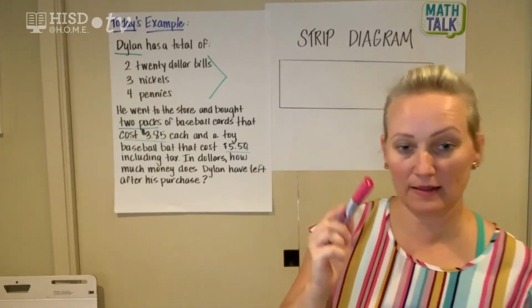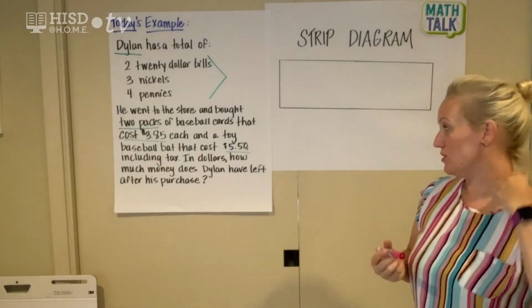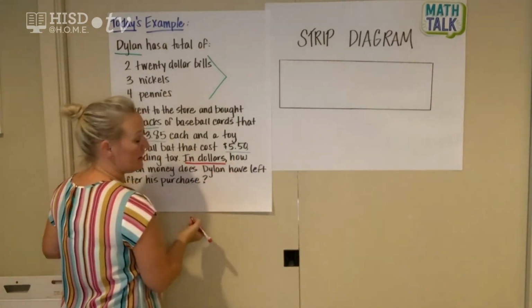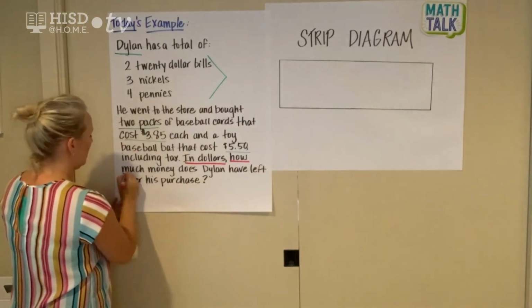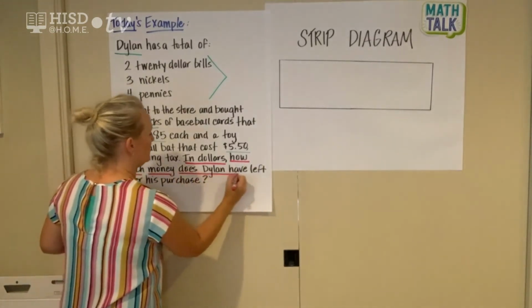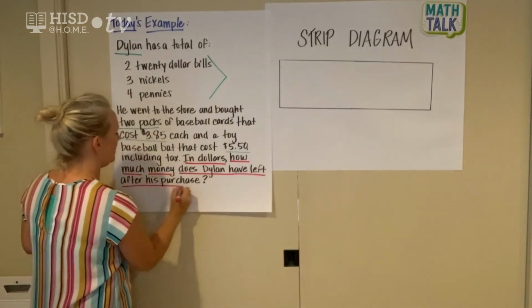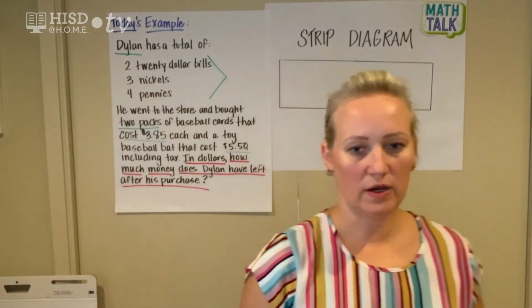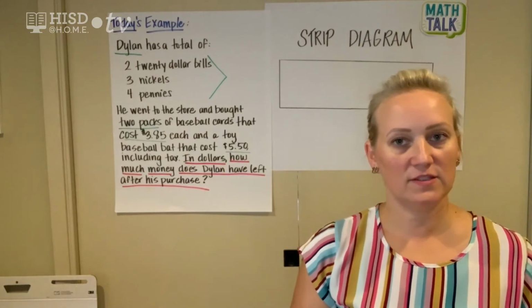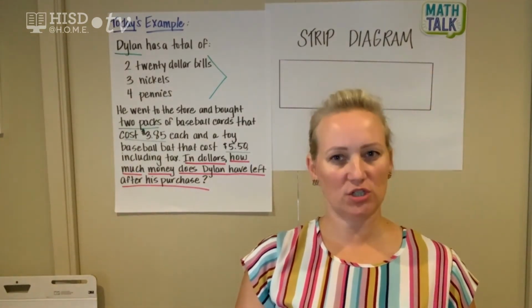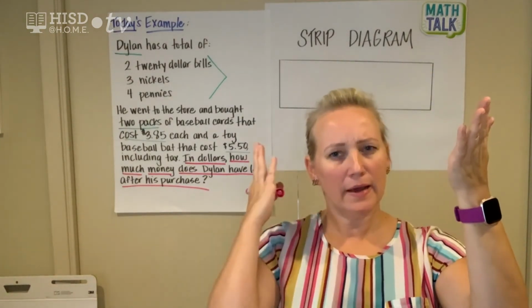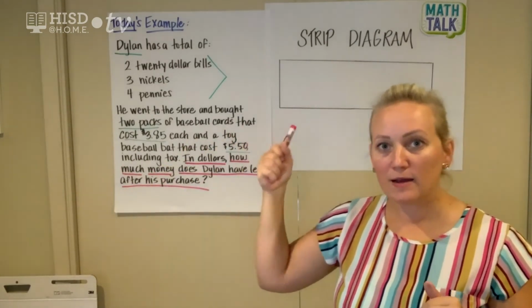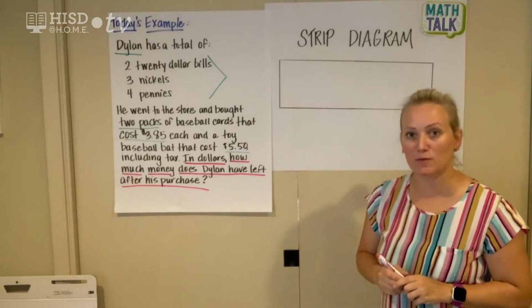Here goes my highlighter. In dollars, so obviously we're counting money. How much money does Dylan have left after his purchase? So he's got some money and he did something with it, and then how much is left, right? So behind me, this strip diagram is going to help us figure that out.